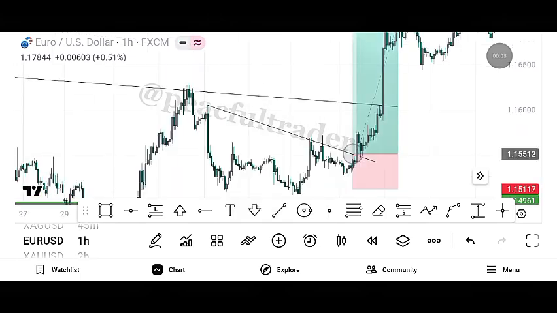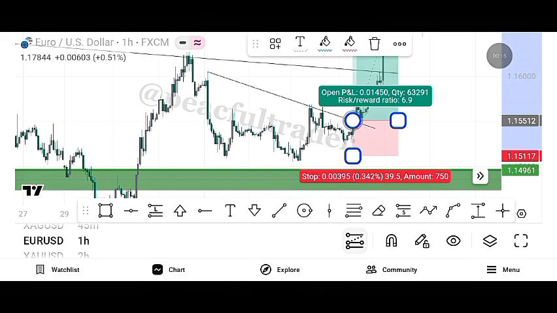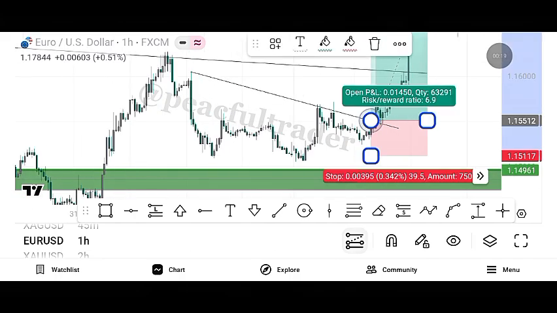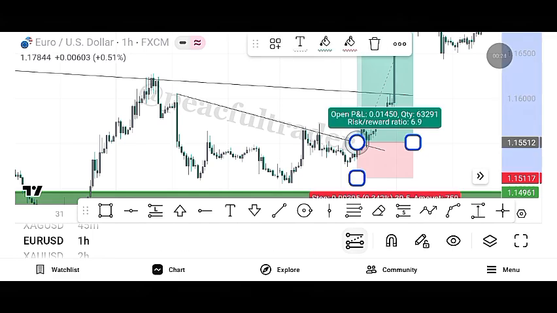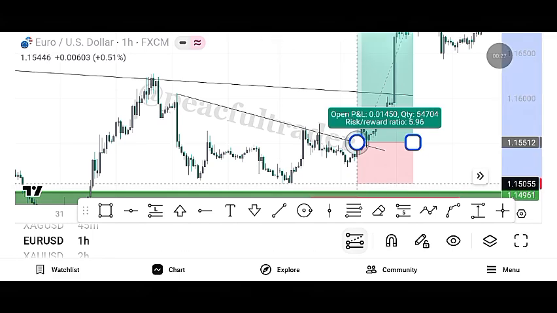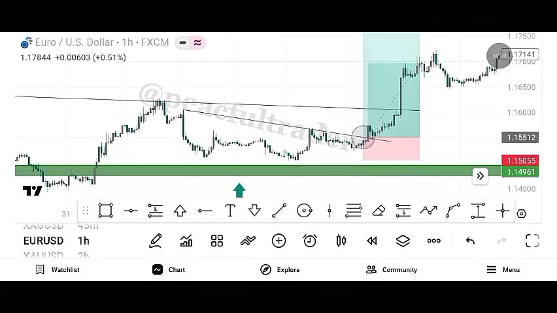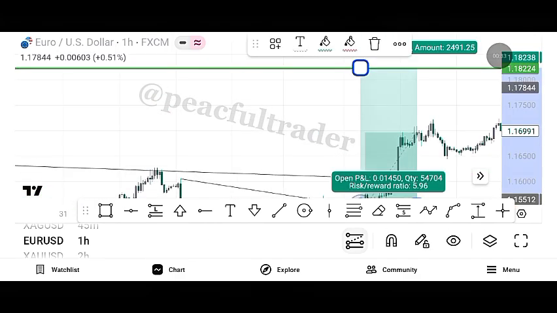So this is the reason why you need to mark your support level. You look for your entry from the lower time frame to reduce your stop loss. And you see the stop loss we are using is just 39 pips. Our stop loss level is below this level, you can see below that level, and our profit target is the next resistance level.